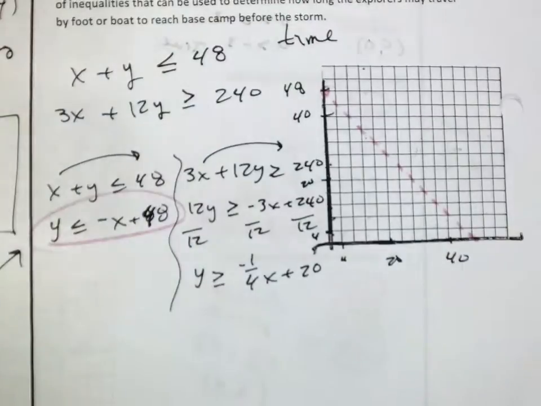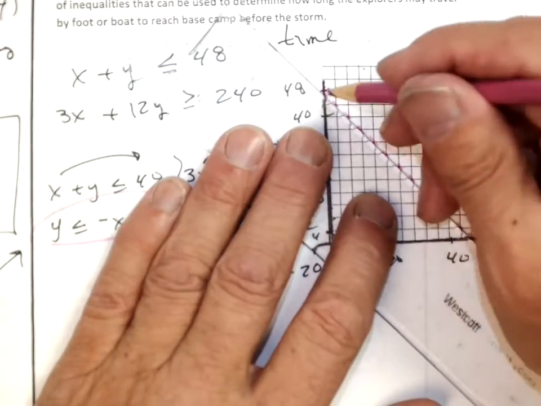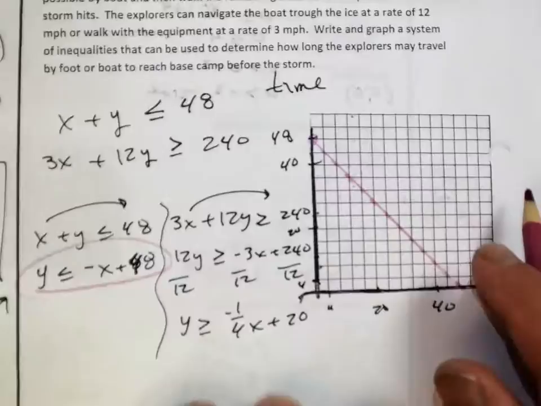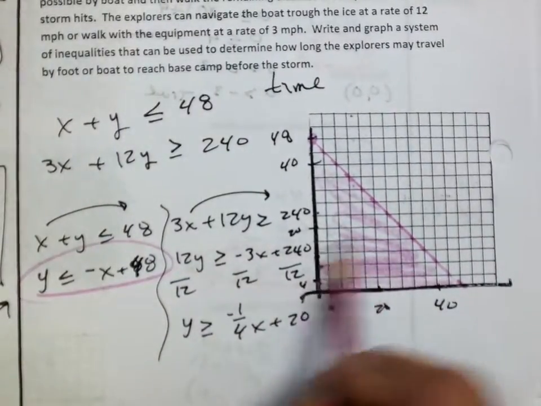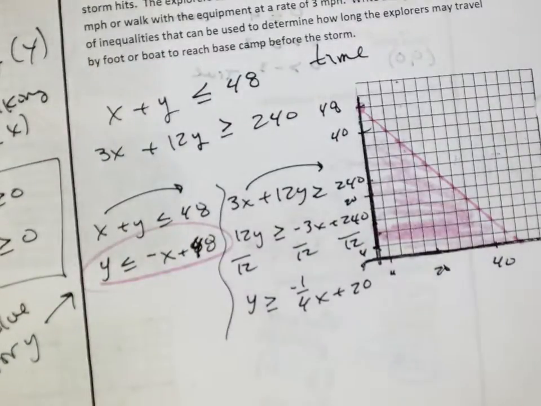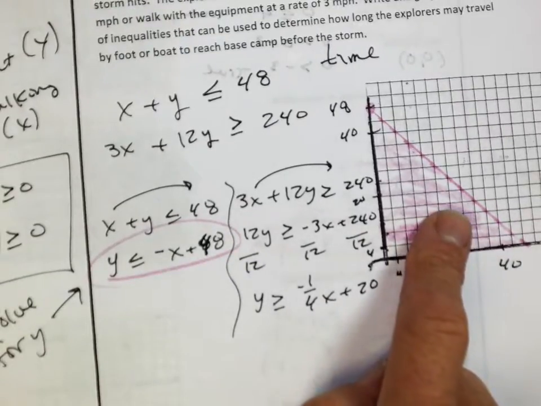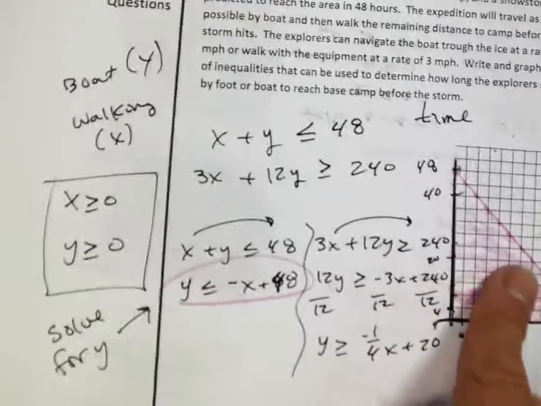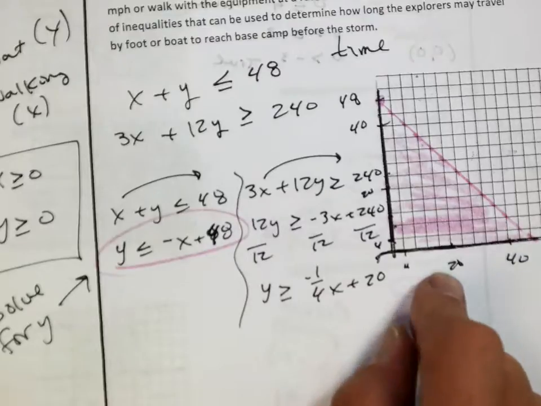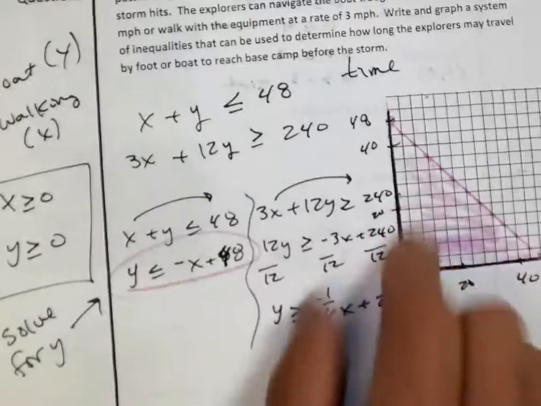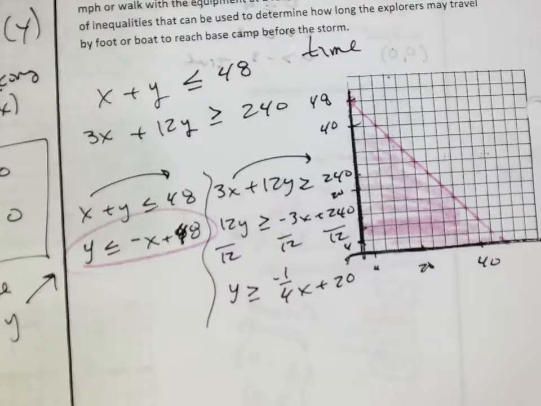Okay, and this one is less than or equal to, so I'm going to shade below. So what we just graphed was all the different times we could walk or boat. All the different combinations of walking or boating under 48 hours. That's what all of these points represent. It's all the possible representations of the times to walk or boat under 48 hours, okay? Now, is that going to get us there? Well, we don't know because we've got 240 miles to go, so let's graph the other one.